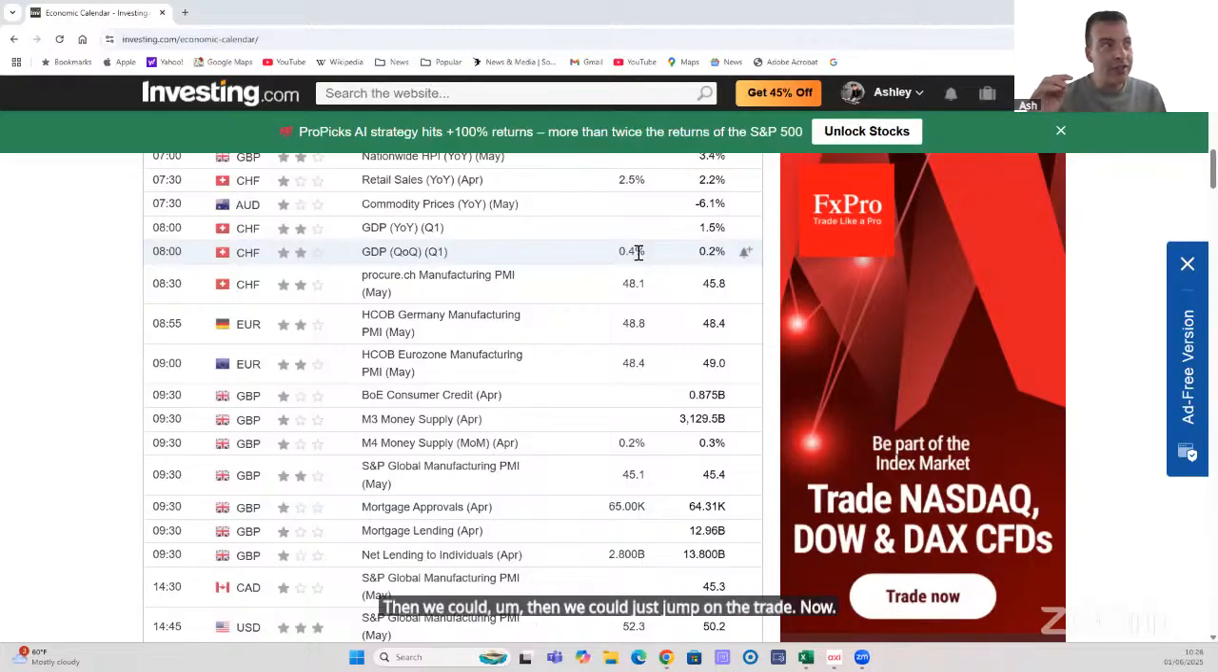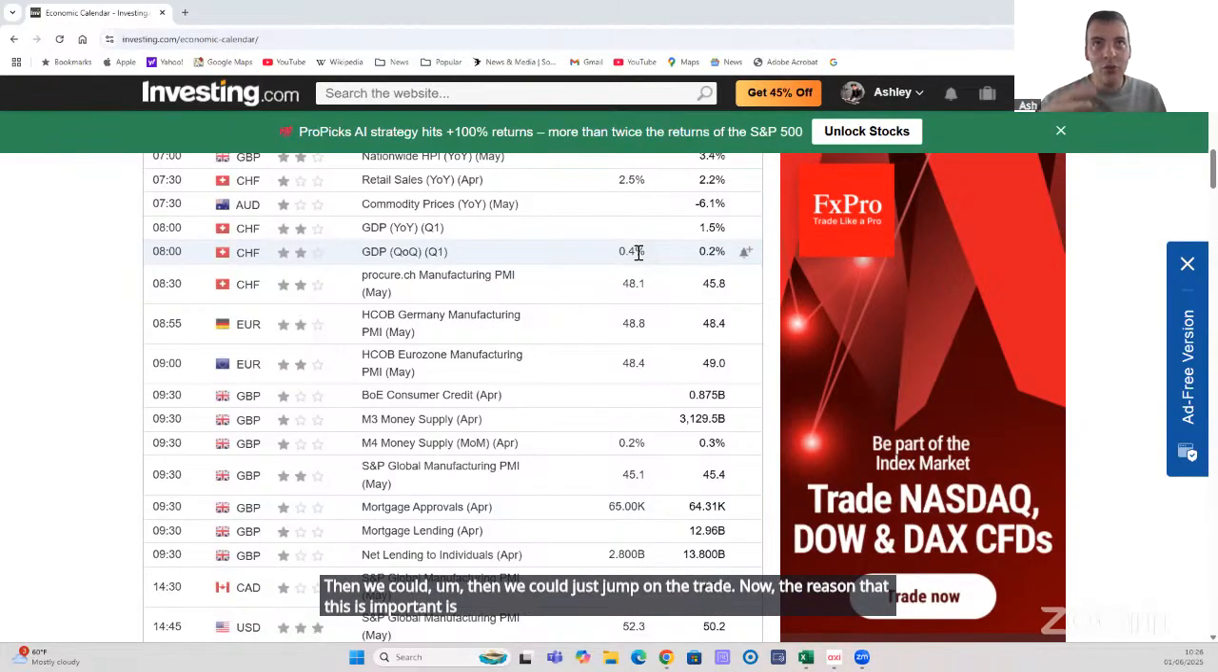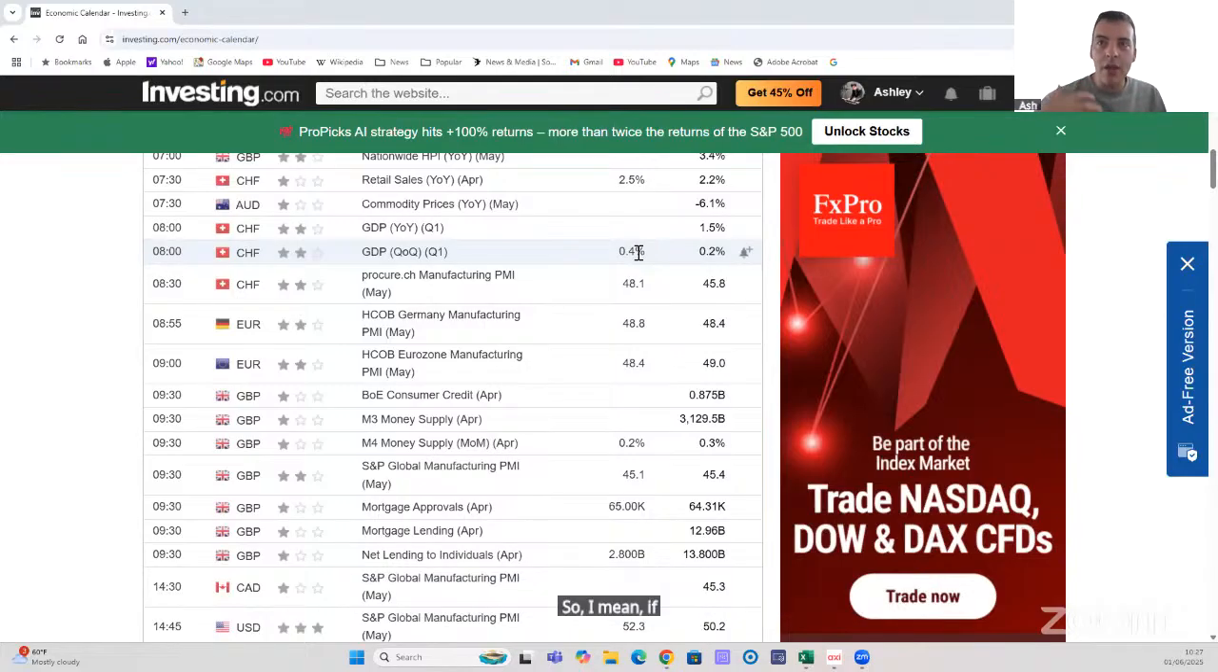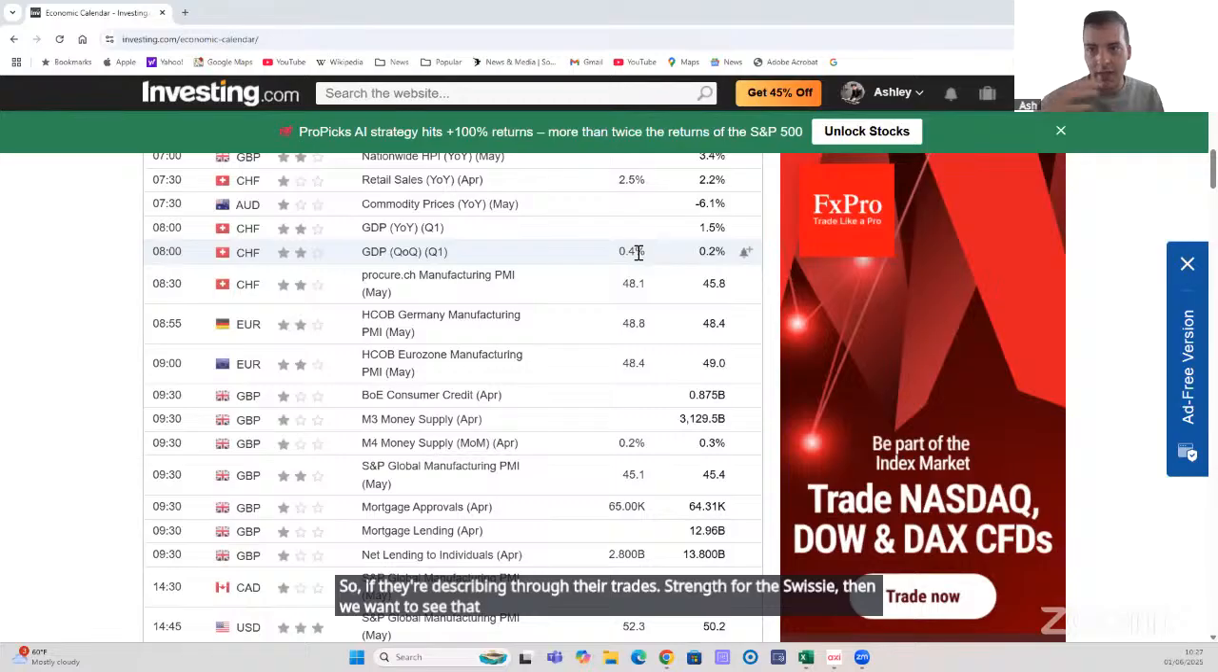Now, the reason that this is important is that the technical picture really is suggesting what is forward looking. What are market participants assuming is going to happen in the near term? So if they're describing through their trades strength for the Swissy, then we want to see that strength backed up.